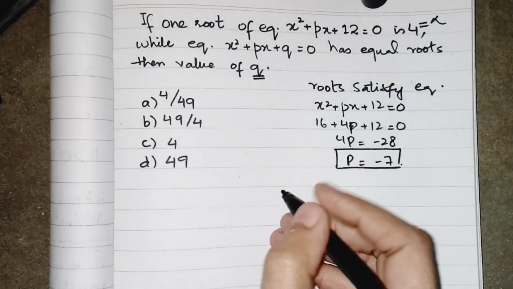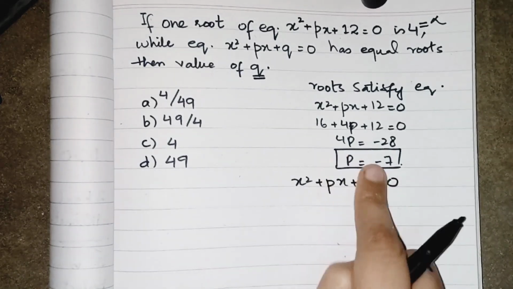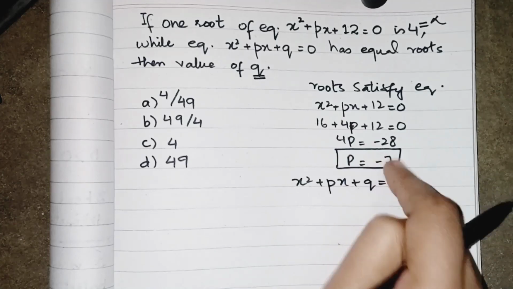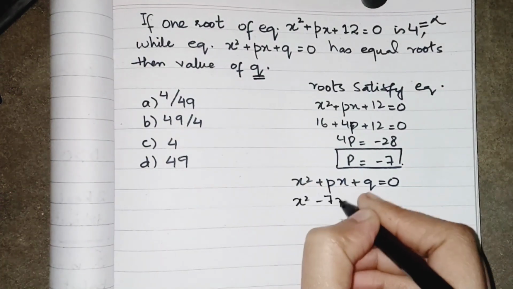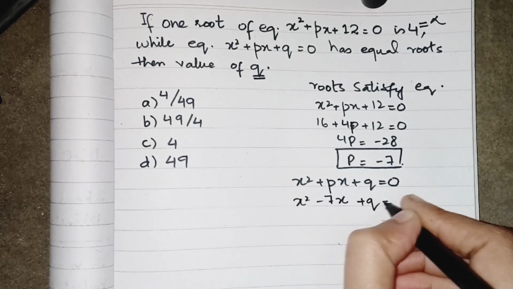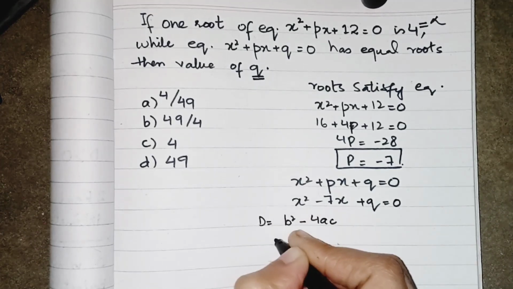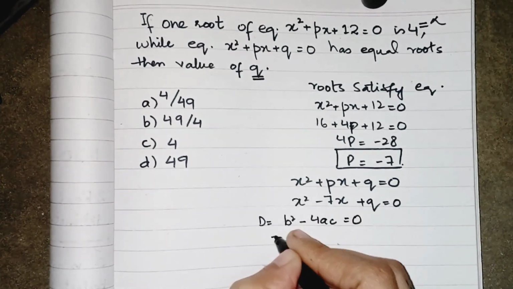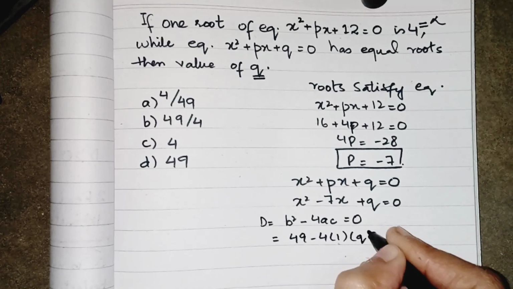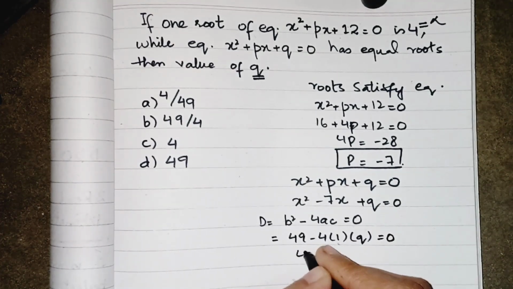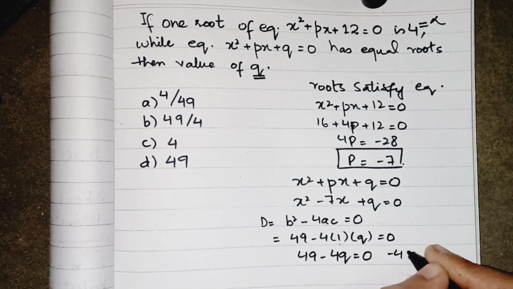While we have another equation, x square plus bx plus q equals 0. If one root is 4, the other root will be minus 7. So we can say that x square minus 7x plus q equals 0 is my new equation. By using D equals b square minus 4ac, which will be equal to 0, we can say that b square, the square of 7 will be 49, minus 4ac equals 0. 49 minus 4q equals 0, or you can say minus 4q is equal to minus 49.